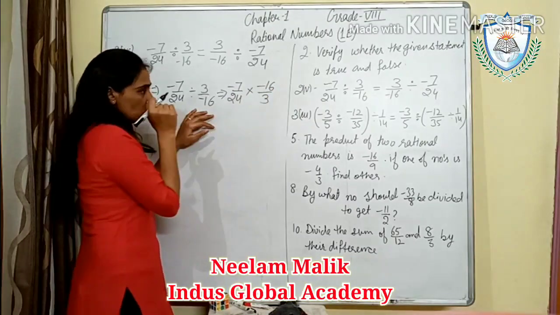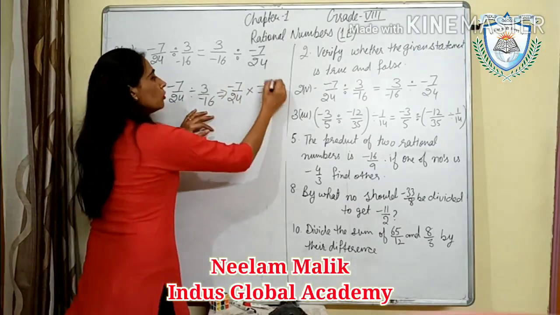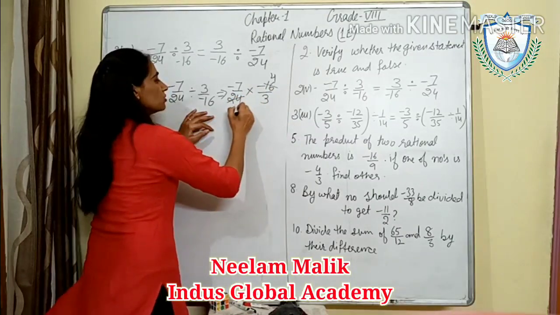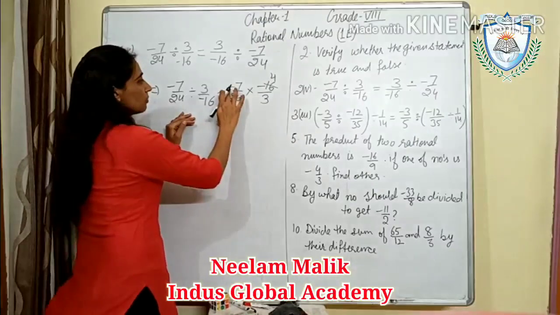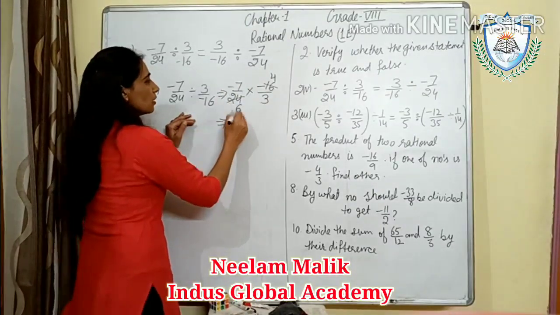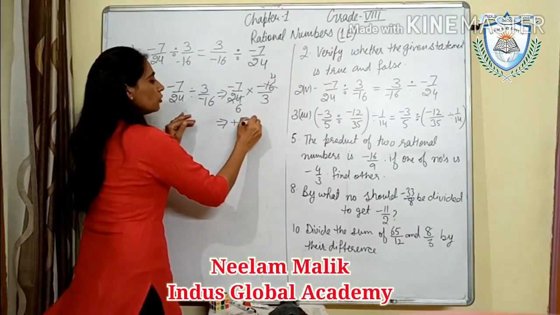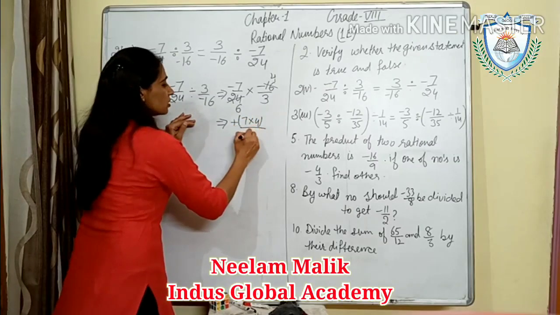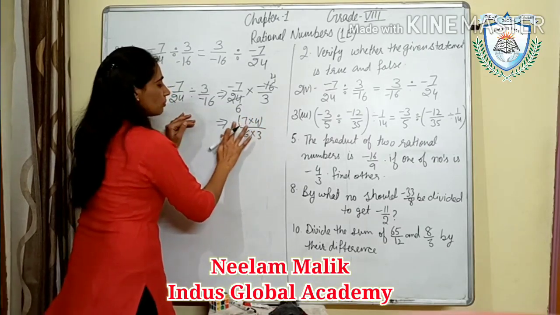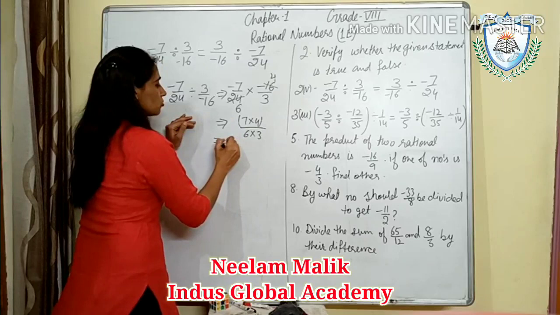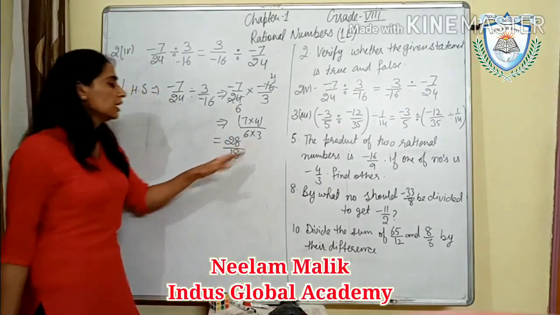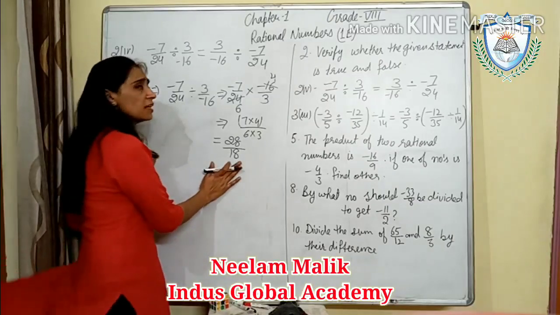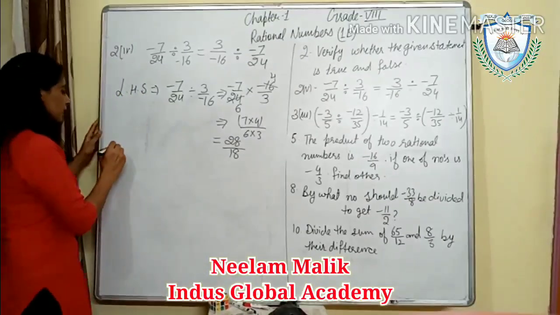Okay, now these are not cutting but these are cutting. So we will cut 4 fours and 4 sixes. After that, minus will be plus. 7 into 4 and 6 into 3. So here will be 28 upon 18. 28 upon 18. This is our left hand side. Now we will solve the right hand side.